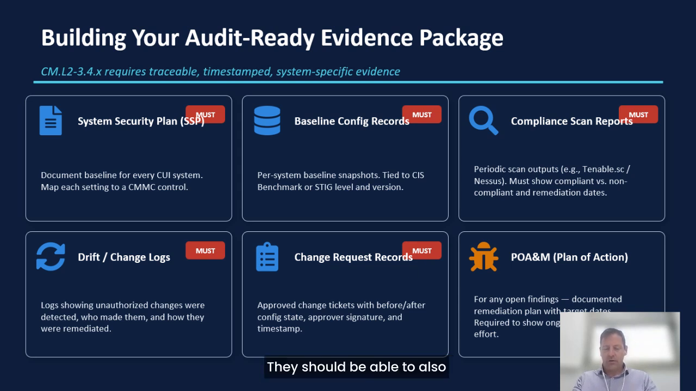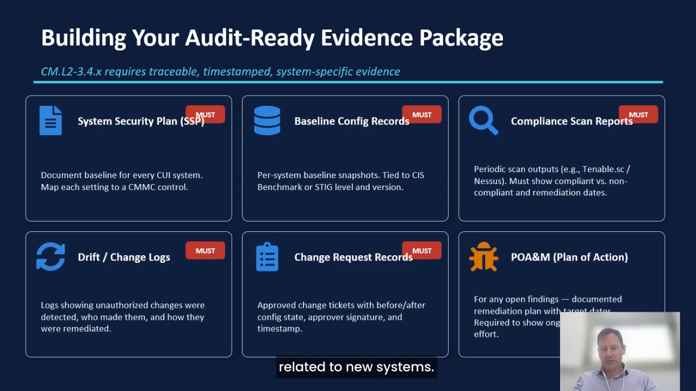So they should be able to also demonstrate how deviations are detected and corrected. If there is a system for this, if there is a procedure for it, they should be able to control it. Monitoring is important. We want to make sure that monitoring is happening in the environment and that people can demonstrate it. Your engineers can demonstrate the ongoing hardening procedure that is running.